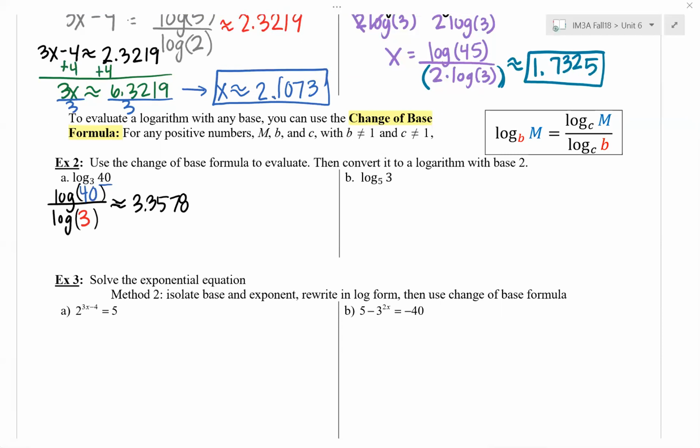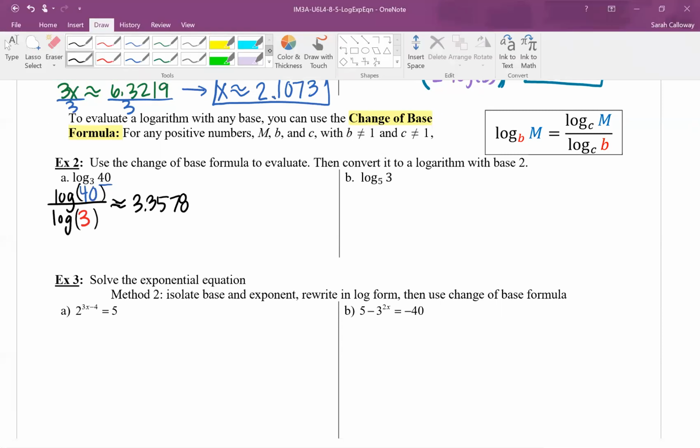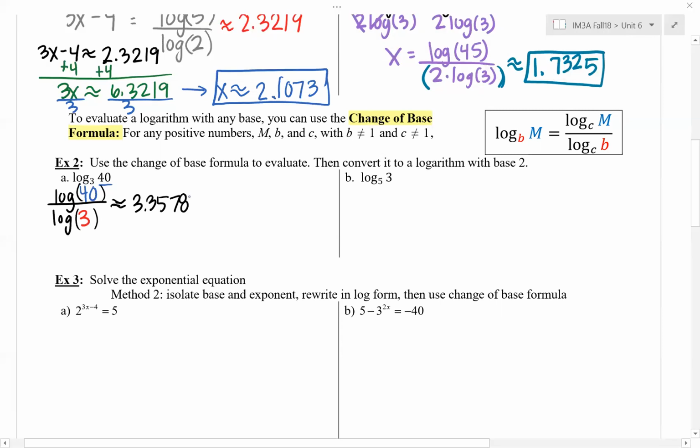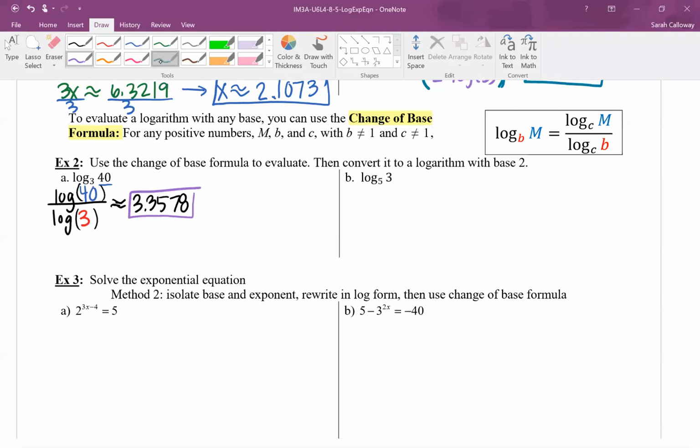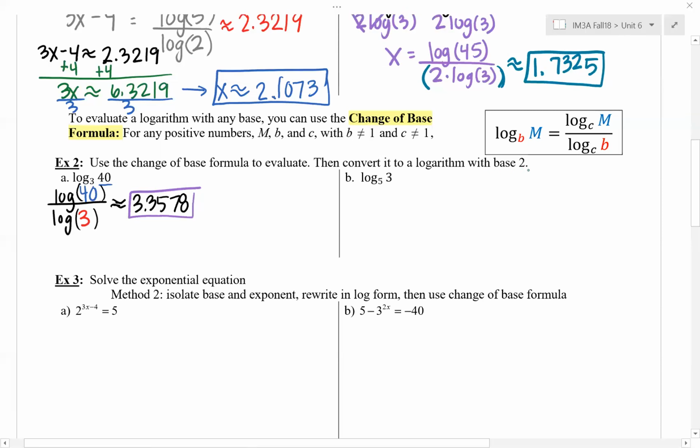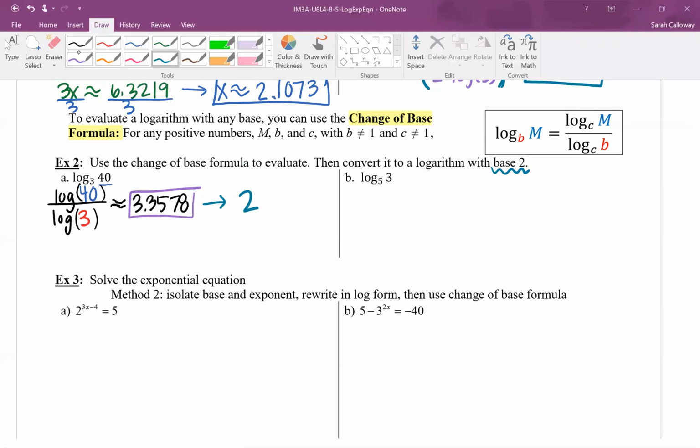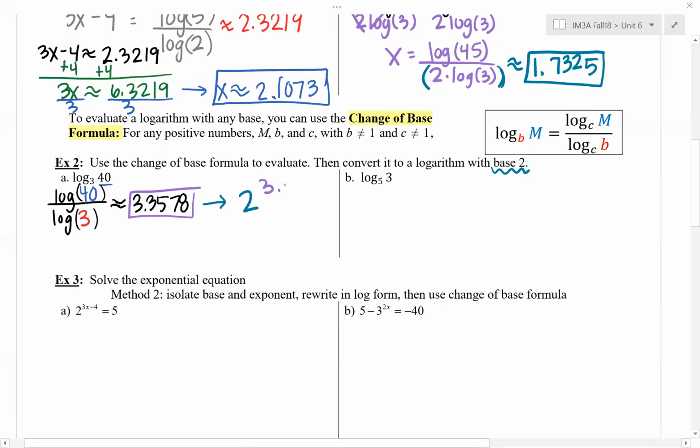Okay. This question is also asking us to take this value. So this is an answer, but they want us to take this value and convert it to a log with base 2. So what we want to do in order to convert to a log of base 2 is we're going to take 2 and we're going to raise it to the power of our answer, which was 3.3578. Okay, so we're raising it to that power.